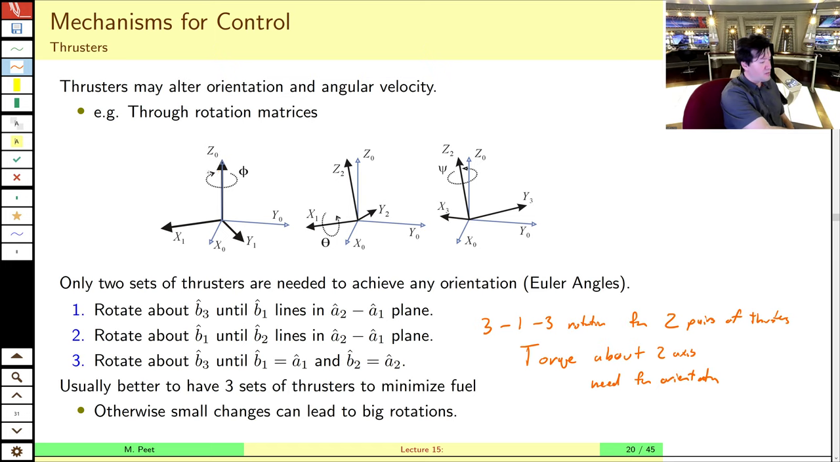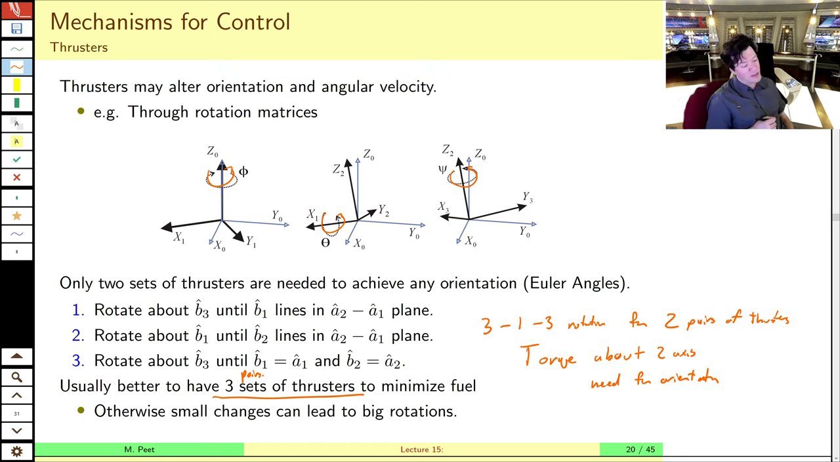You rotate about the one axis. This other axis changes. You rotate about that axis. This axis is now changed, and now you rotate about this modified axis to get us into our desired orientation. Again, these 3-1-3 rotations can generally be inefficient, and so really most spacecraft have three sets of pairs of thrusters for orientation.